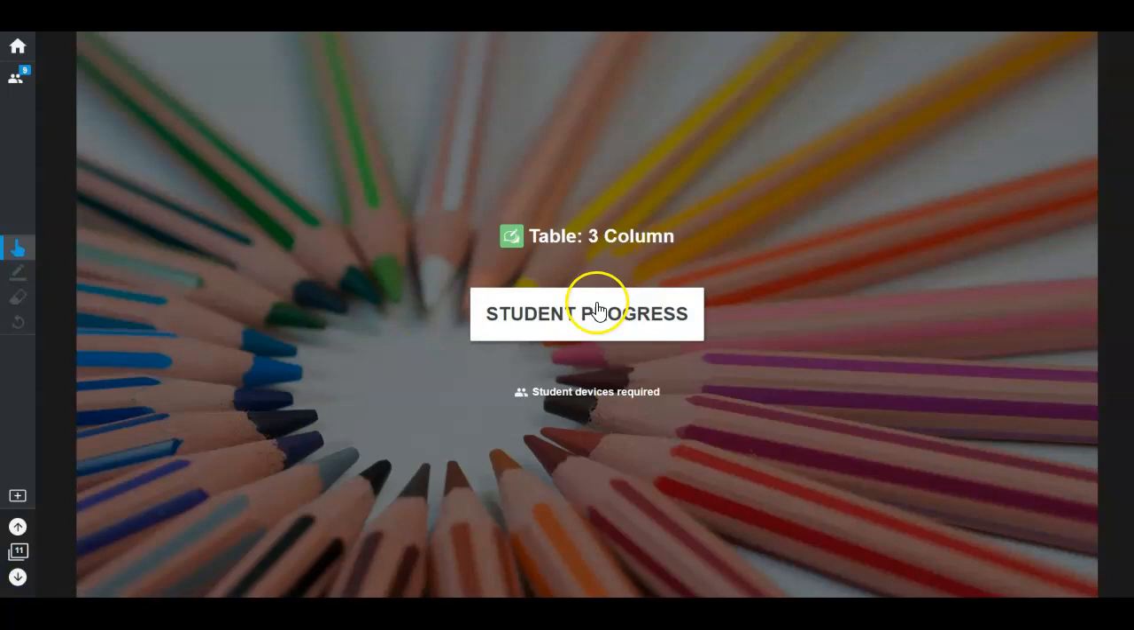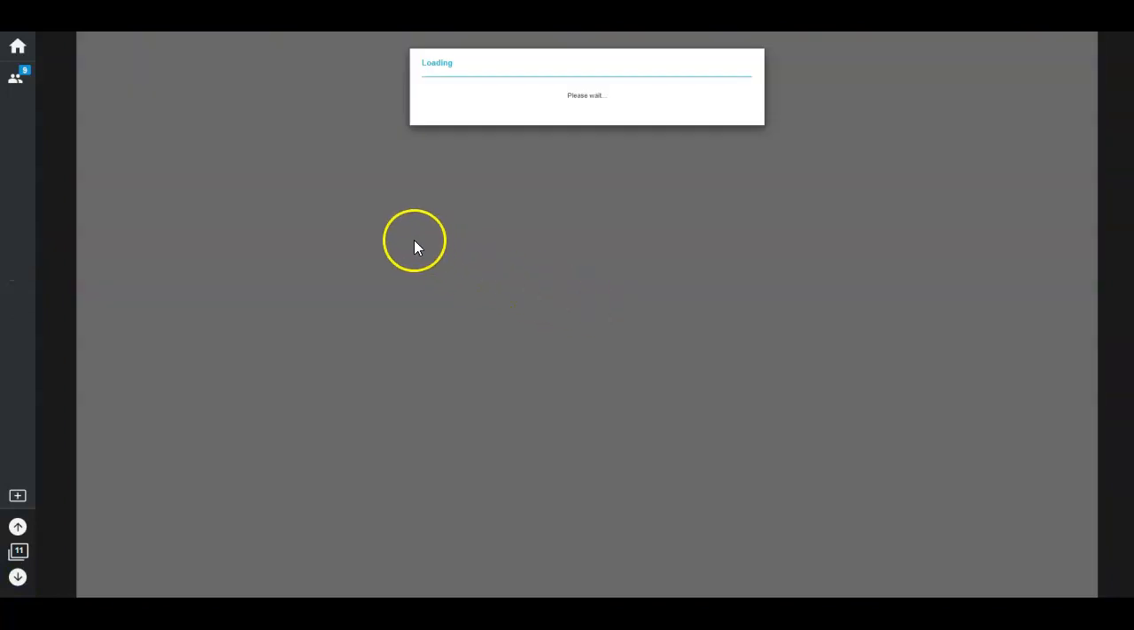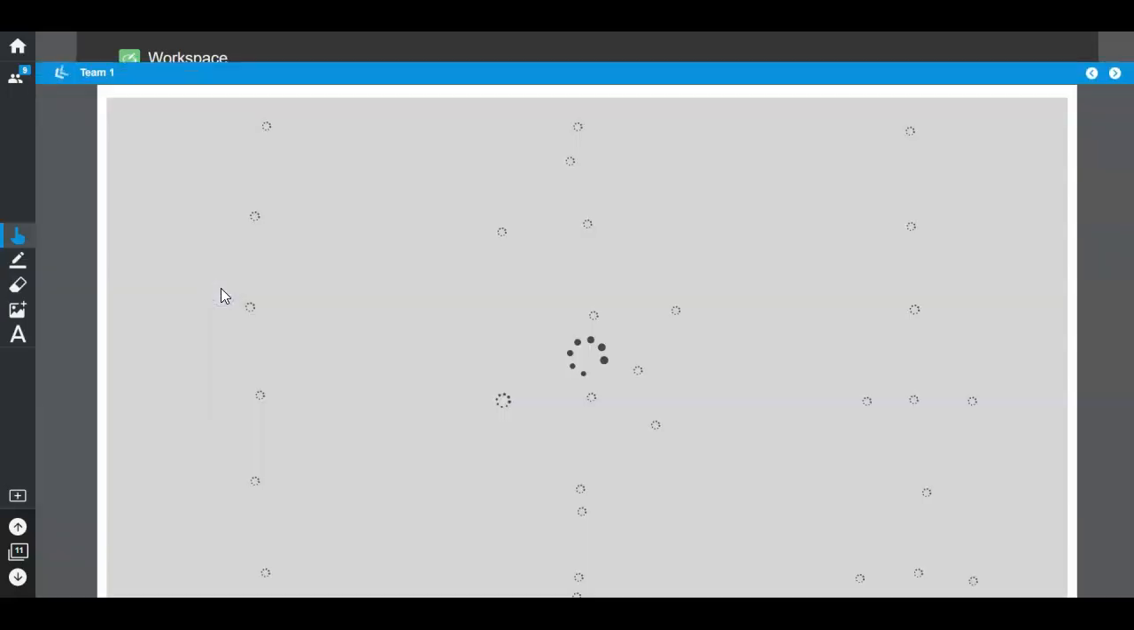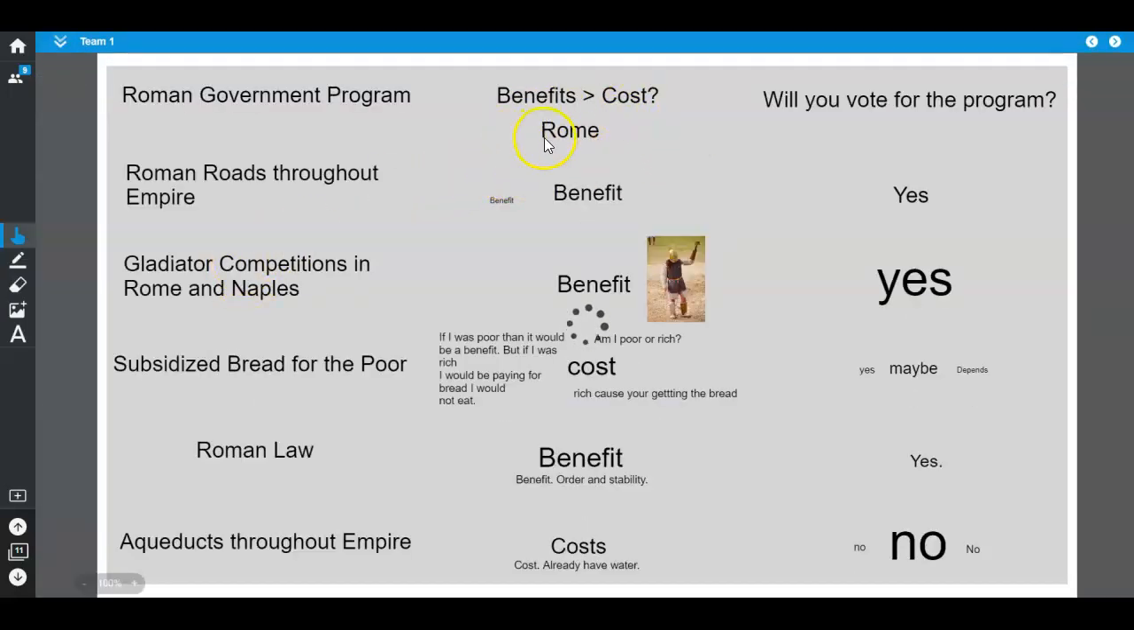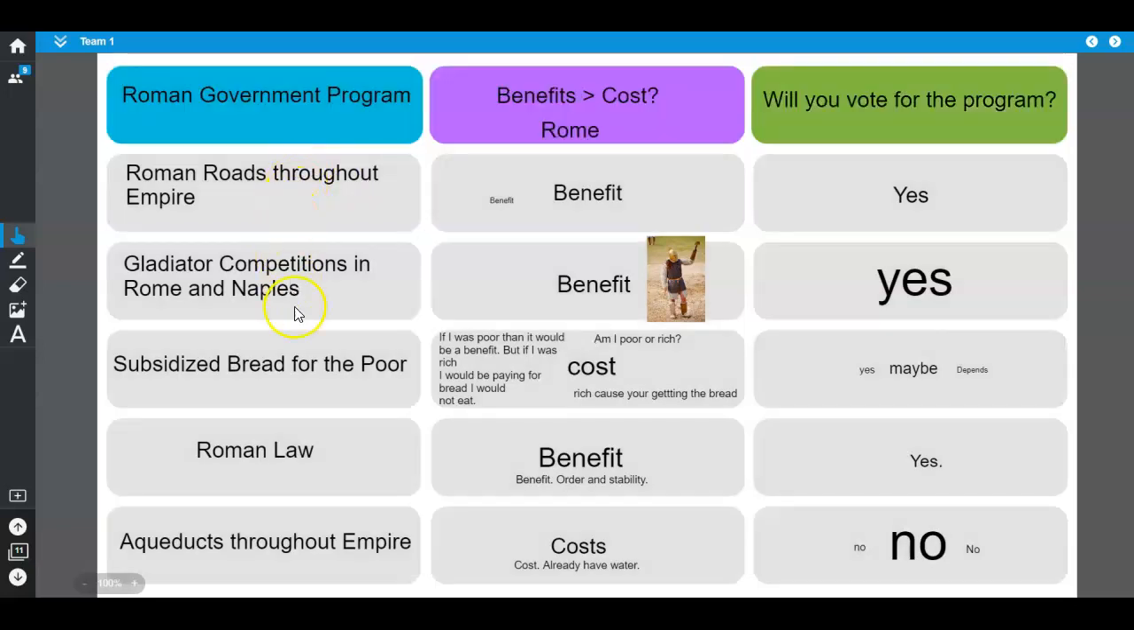So then what we did was students were broken into teams, and each team was assigned a city. And based on the city that you were assigned, they were asked to think about several different government programs that were funded and paid for through taxes by the Roman Empire, and decide for their particular city, based on their geographic perspective, would that program benefit them? Do the benefits outweigh the cost? And you can see through the charts, based on where people were living, certain programs benefited them, certain programs would cost them based on what resources they already had available to them.